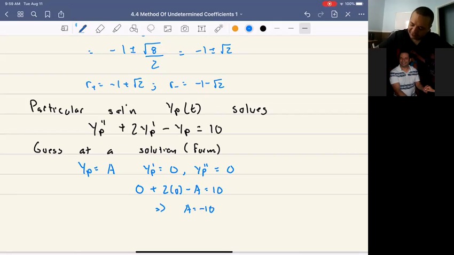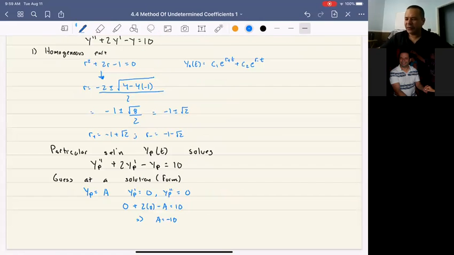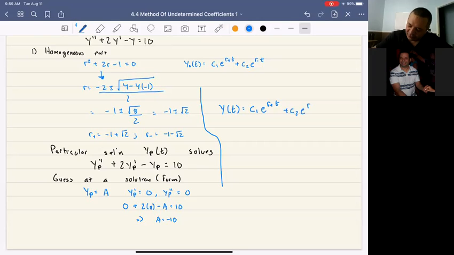A equals negative 10. So our full solution, we don't have initial conditions, but we could solve it if we were given them, would be C1 e^(r+ t) + C2 e^(r- t) - 10. I'll see you guys in the next video.